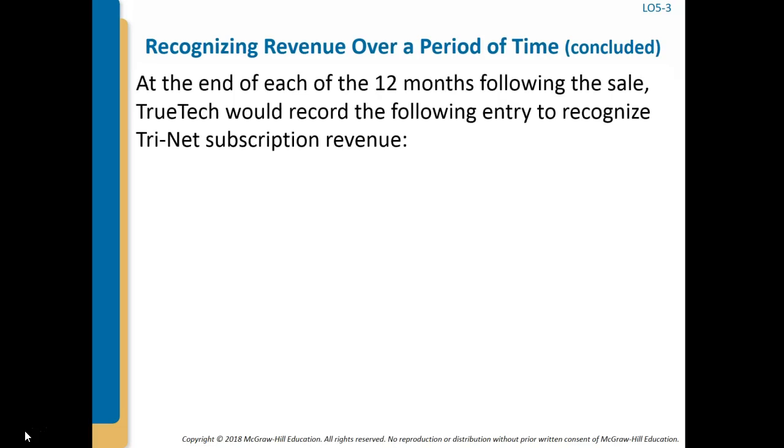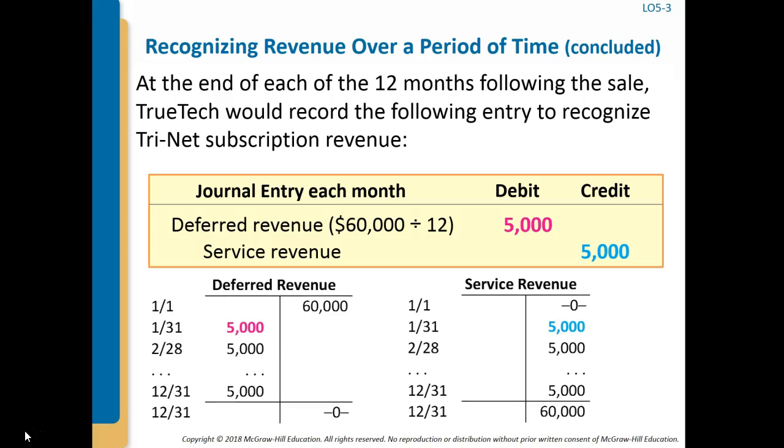TriNet subscribers receive benefits each day they have access to the TriNet network, so TrueTech uses proportion of time as its measurement of progress towards completion. At the end of each of the 12 months, TrueTech recognizes subscription revenue of $5,000. After 12 months, TrueTech will have recognized the entire $60,000 of TriNet subscription revenue, and the deferred revenue liability will be reduced to 0.